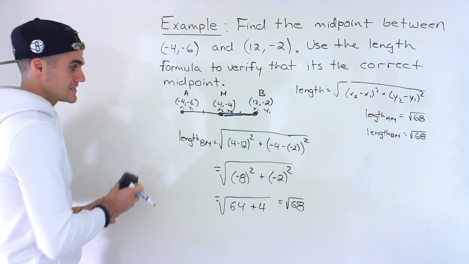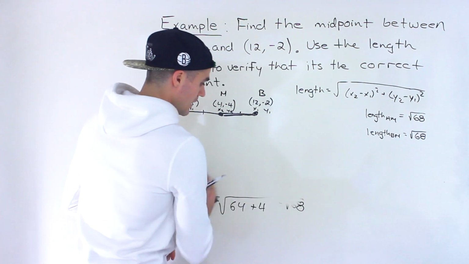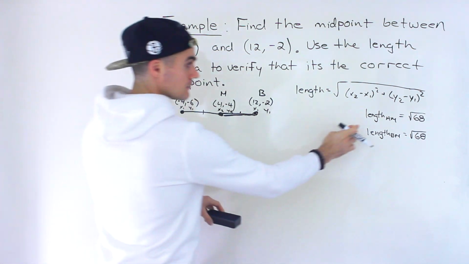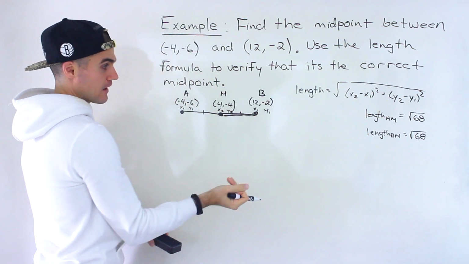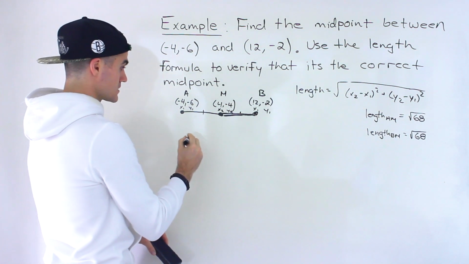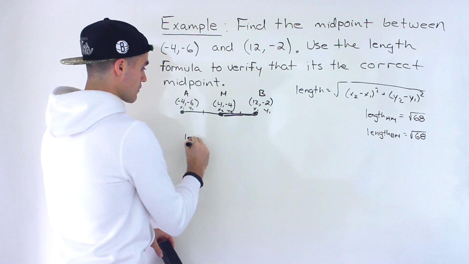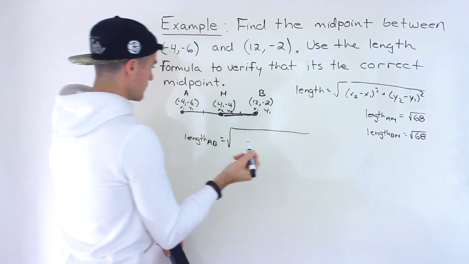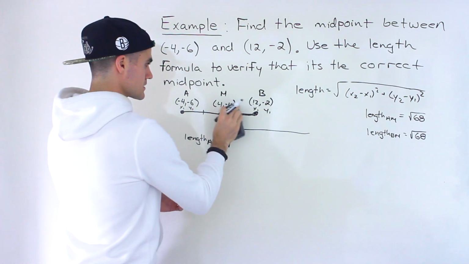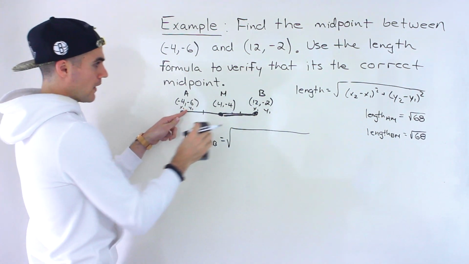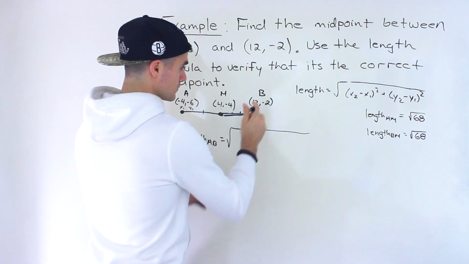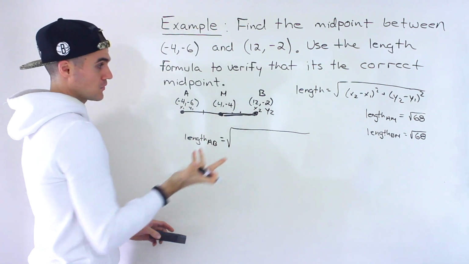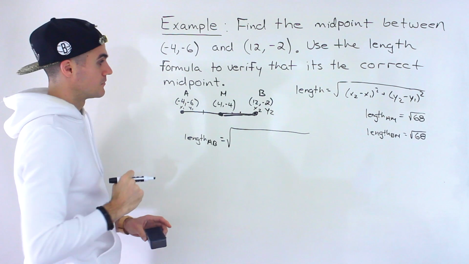But some teachers want you to take it a step further and actually find the length of AB and make sure that these two lengths are half of the length of AB. So I'm going to show you how to do that as well. So finding the length of AB, we're going to use that same formula. So you're not getting confused here. This is x1, y1, so I'm going to let this be x2, y2. Again, it doesn't matter. You could let this be x2, y2, and that x1, y1 as well. In the end, you should get the same length.